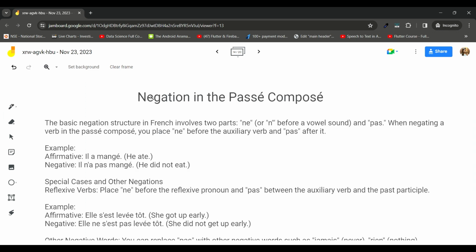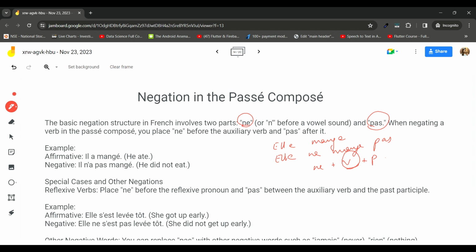After that, you have negations. How does it negate? I did not eat it. Past tense. The basic negation structure in French involves two parts, again, like simple ne and pas. In normal sentences, elle mange la pomme, for example. Normal sentences, present tense: elle ne mange pas. So it's ne plus verb plus pas. Now, if you see in passé composé, there are two verbs. First is either être or avoir, and the second is the main verb.